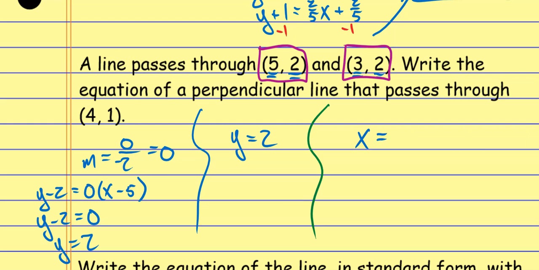And so the question becomes, x equals what value? Well, I want this vertical line to go through this point. And this point has an x value of 4. So I want this to be the equation x equals 4.